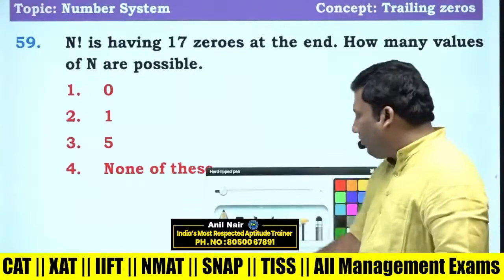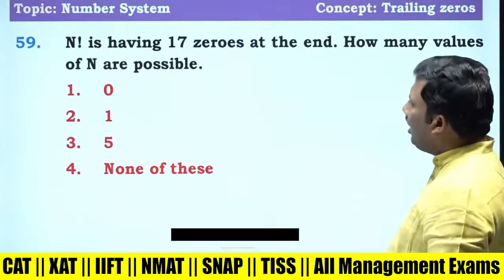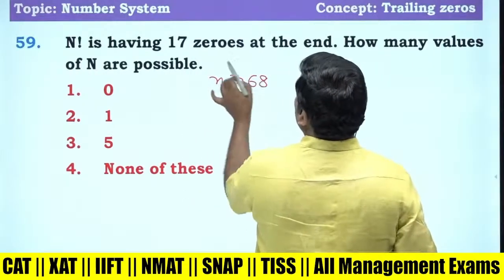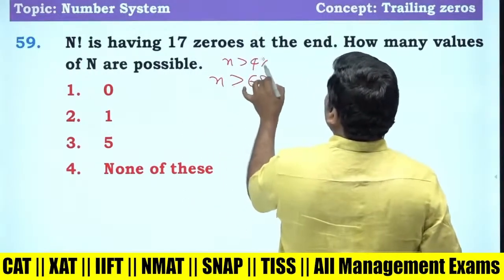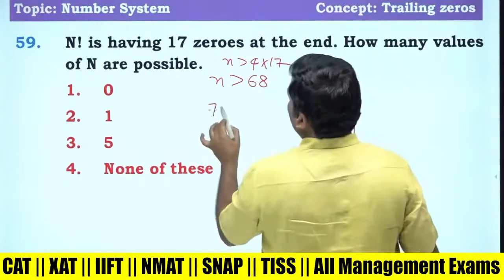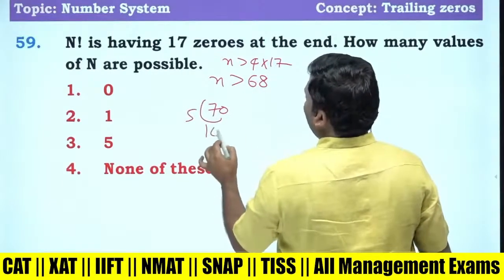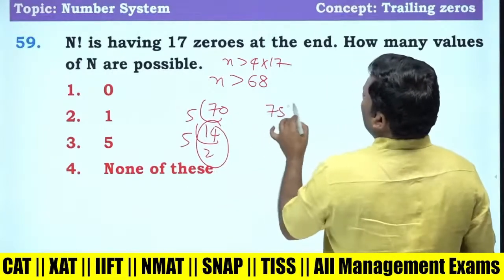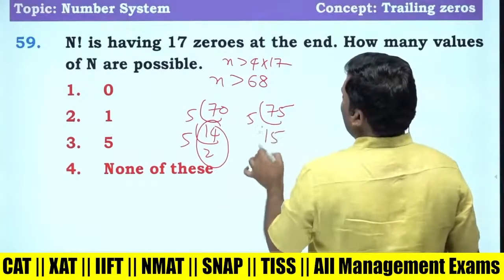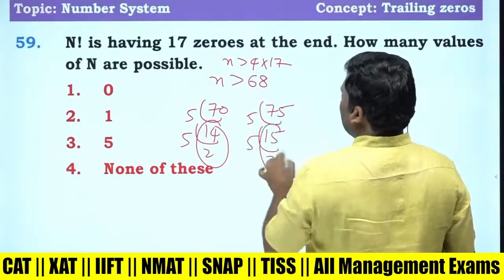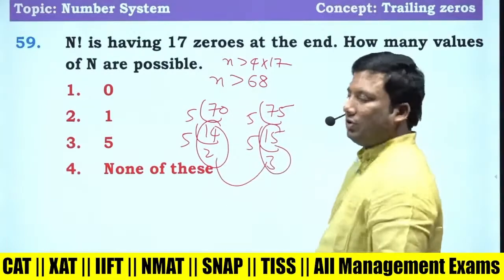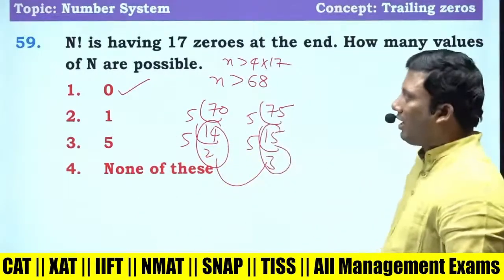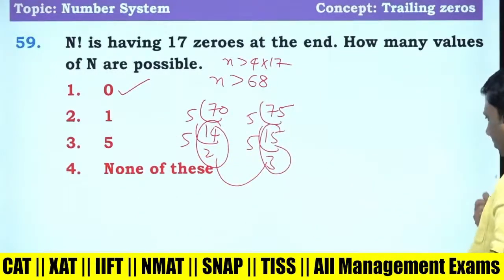Next one, n factorial has 17 zeros. Already we discussed n is greater than 4x, so 4 into 17 is 68. What is the multiple of 5 greater than 68? 5 14s are 70, which gives 16 zeros. 5 15s are 75, which gives 18 zeros. So 17 is skipped; the answer is that no value is possible. Please put a star mark on this question. 59th.